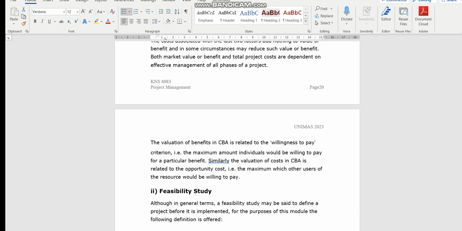Of course, you can do very monetary kinds of economic analysis, like net present value, like IRR, like profitability index, like payback period. Some of these are more financial studies, but some of these are very economic studies.